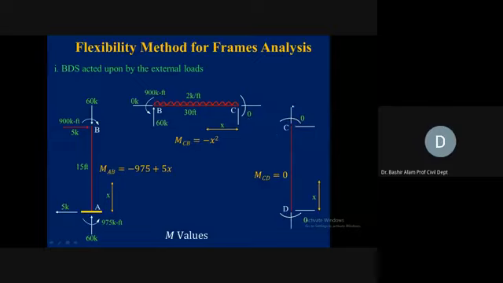Now joint C should be in equilibrium. Whatever we have horizontal here, that should be here also. So 0 horizontal at the right side, so at the left side also 0 horizontal. 0 vertical at C at the right, so 0 here also. And then bending moment 0, so 0 bending moment here also. So this joint C is also in equilibrium.